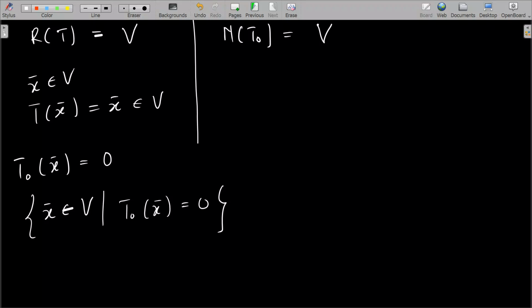That's the null space. Now the range of the 0 transformation, what is it? Whenever we take the transformation, it gives us 0, and this 0 belongs to W. So the range is only the 0 vector, because the output is always 0. That's what we get. And the output is the range.